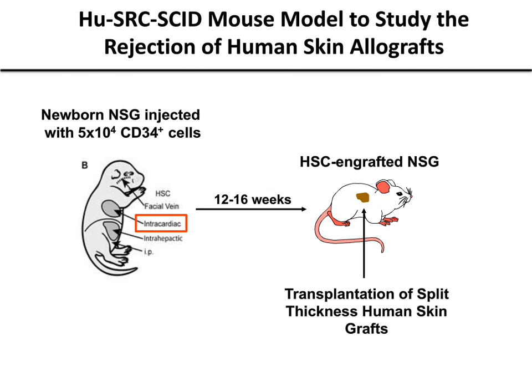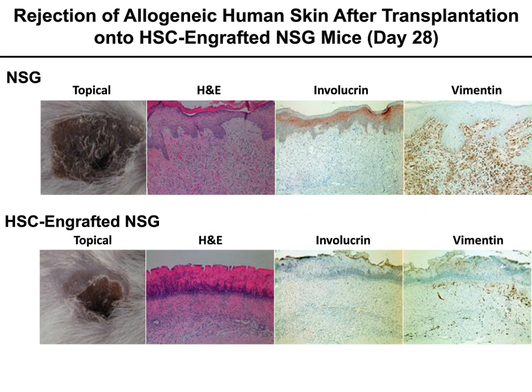This is a topical summary of the data, where we looked at an unengrafted NSG animal, and once again, you can see well-formed skin on these animals, including epidermal and dermal layers by H&E, and even with specific markers for the epidermis, involucrin, we see nice staining, and for the dermis, including vimentin, we have a nicely formed dermis. On our HSC engrafted animals, which have a functional human immune system, what you're left with is a scab-like structure on the animals with very little human epidermis or dermal layers detectable.